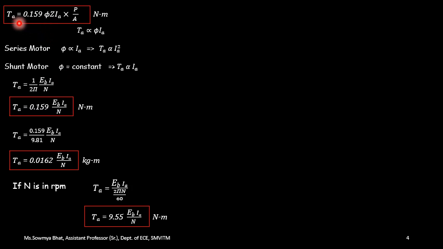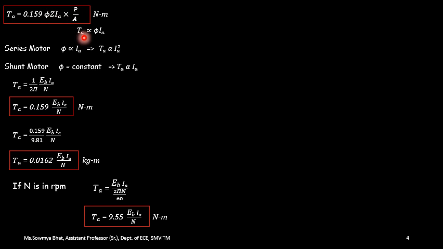So in the previous slide, we have seen this particular equation, that is armature torque TA is equal to 0.159 phi Z into IA into P divided by A Newton meter. If you consider this equation, almost all the terms are constant, that is the value of Z, the number of conductors, is constant. The number of poles is fixed, and the number of parallel paths, that is A, is also a constant value. Here the only variable terms we can find are phi as well as Ia.